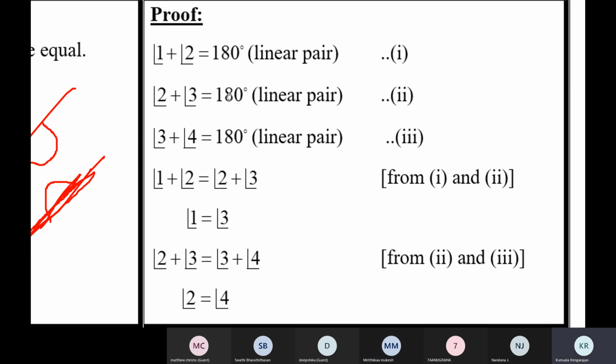Yes, ma'am. So you can equate the LHS. When the RHS is equal to the RHS, the LHS also will be equal to the LHS. RHS is the right hand side. So the left hand side here will be equal to the left hand side here. Is that fine? Yes, ma'am. So we write angle 1 plus angle 2 is equal to angle 2 plus angle 3.